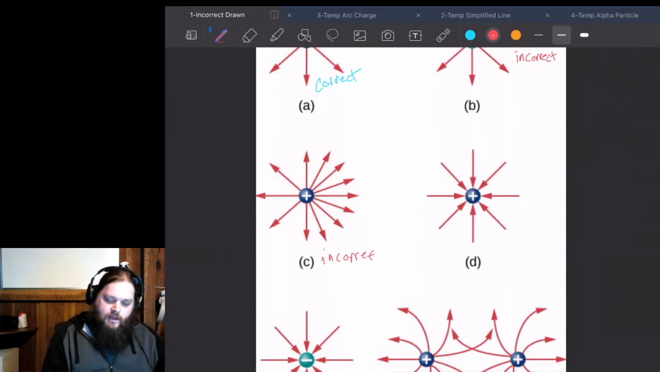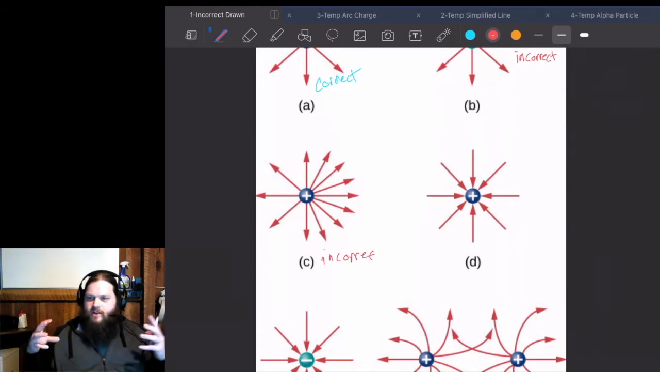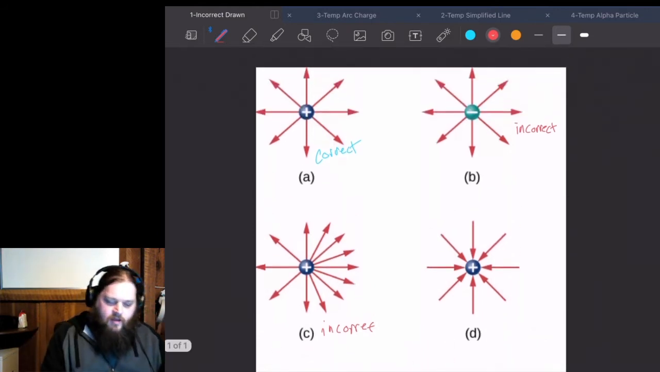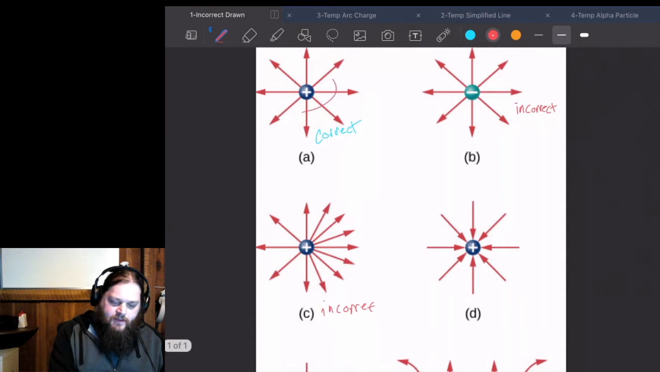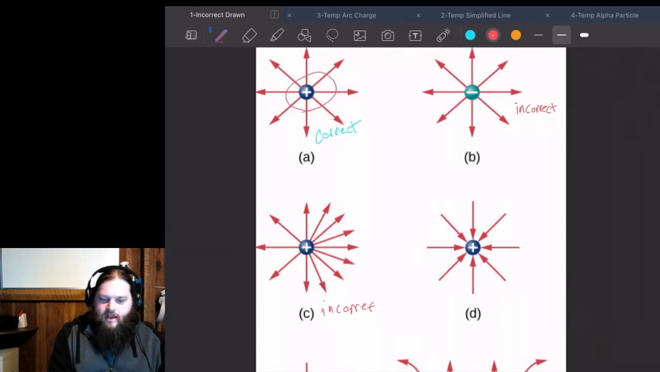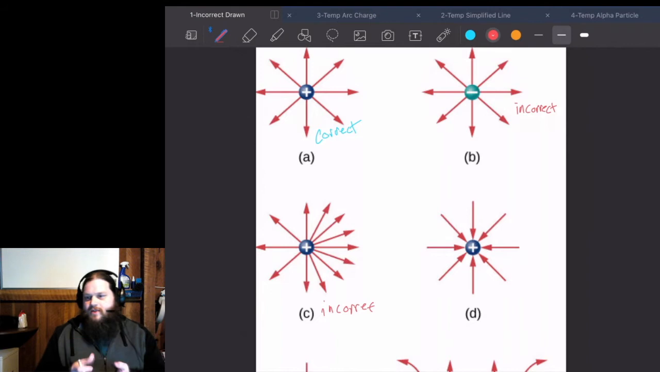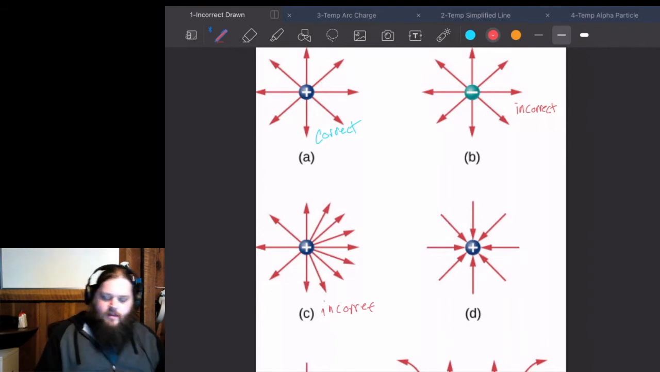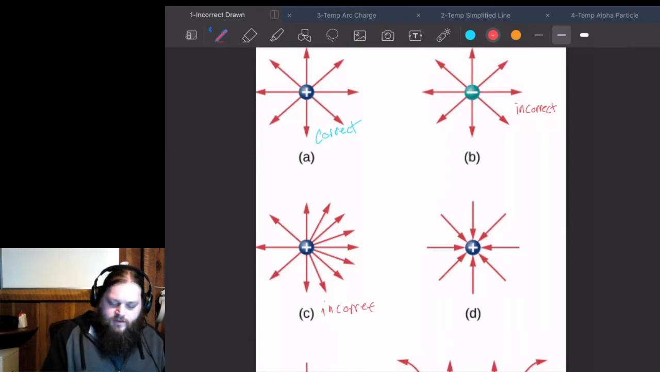Moving on, if you look at D, it has a positive charge with an electric field moving inwards. We already said that a positive charge is supposed to be radiating outwards like on A. So we know that this one has to be incorrect, because it's going inwards to that positive charge instead of outwards like we had before and what we assumed was correct. So this one's incorrect.